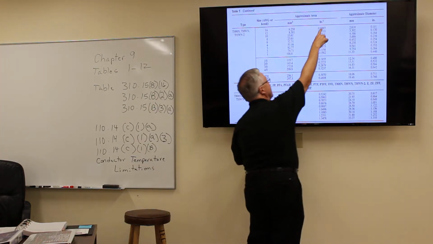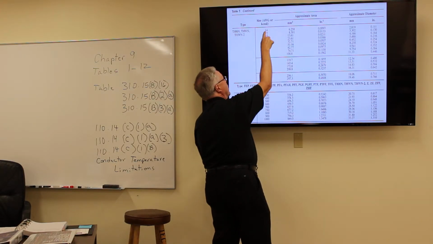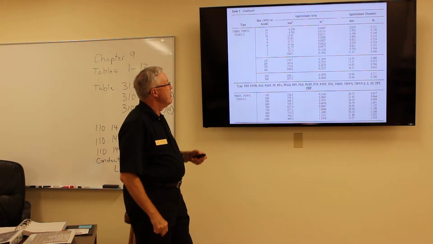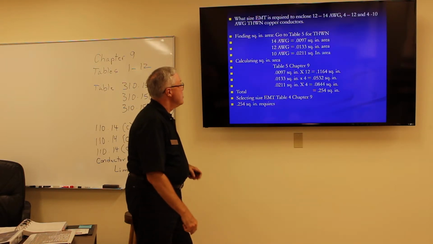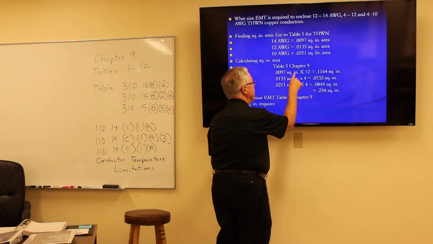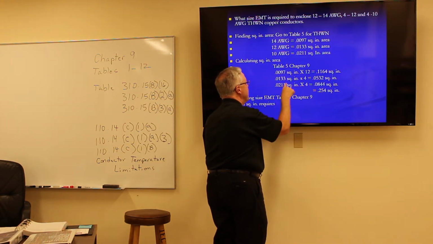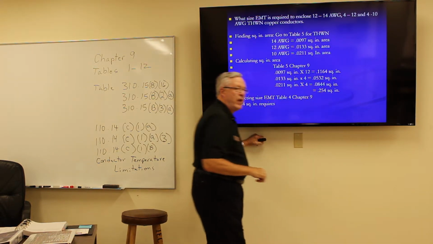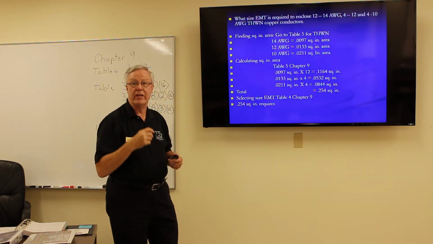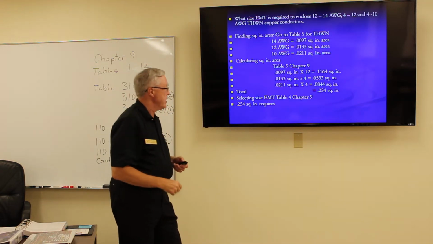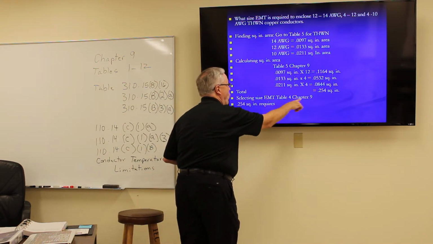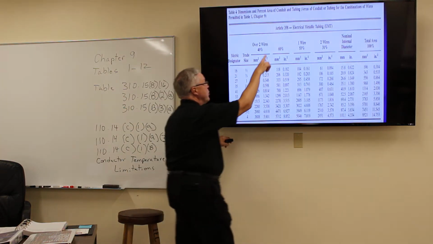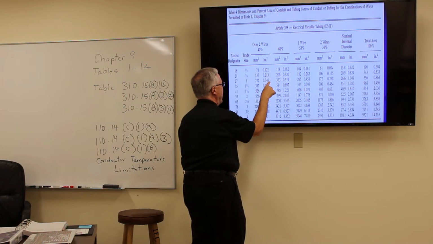So where we're getting at is right here. Under approximate area for 14, 12, and 10, we've got the 0.0097, the 0.133, and the 0.366. So what we do is we take that 0.0097 times the 12 number 14s, plus the 4 number 12s and the 4 number 10s. That gives us an approximate area of 0.25 square inches that those conductors take up in that space. Now we go to Table 4, Chapter 9, to find where 0.254 square inches is required. So we go to the EMT, and we go down to 0.254.